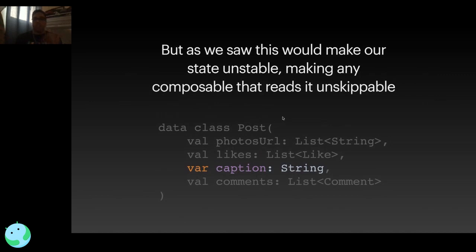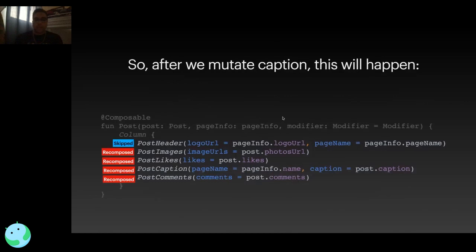So after we mutate the caption, this will happen. When the post composable is called again, the post header will be skipped, because we only use the page info there, and the page info object is completely immutable. But post images, post likes, and post comments will be recomposed unnecessarily, because only the post caption composable, which is using the caption, changed. So this is the issue that is created if we don't pay attention to stability.